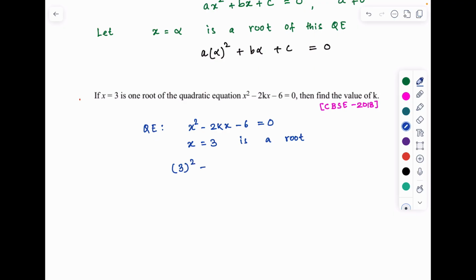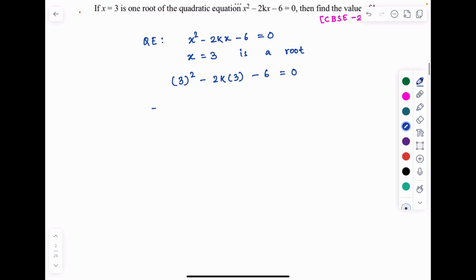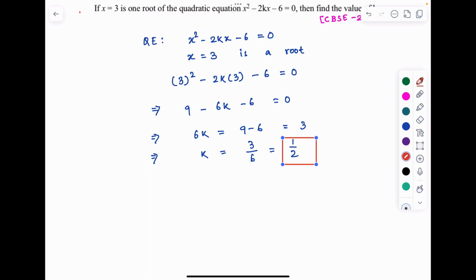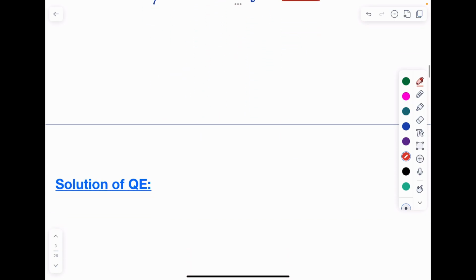If we put 3 in place of x, we will get 3² − 2k × 3 − 6 = 0. This implies 9 − 6k − 6 = 0, or 6k = 9 − 6, so k = 3/6, which is equal to 1/2. That we will get. Okay.